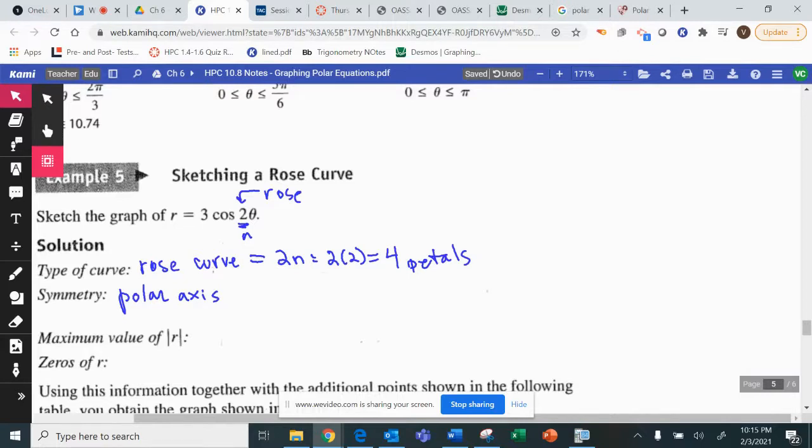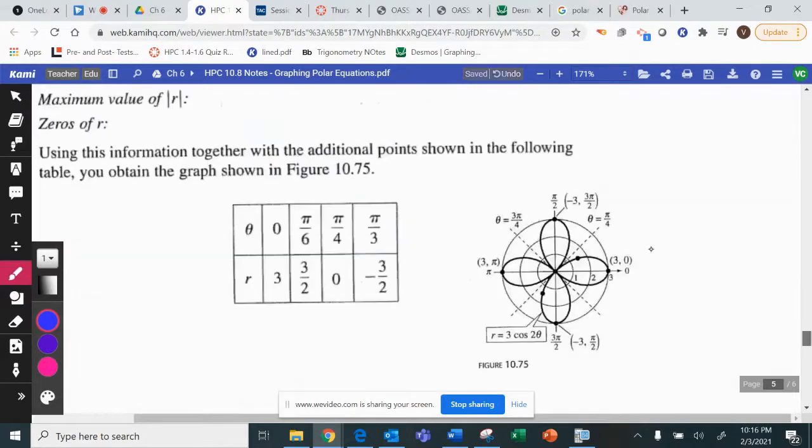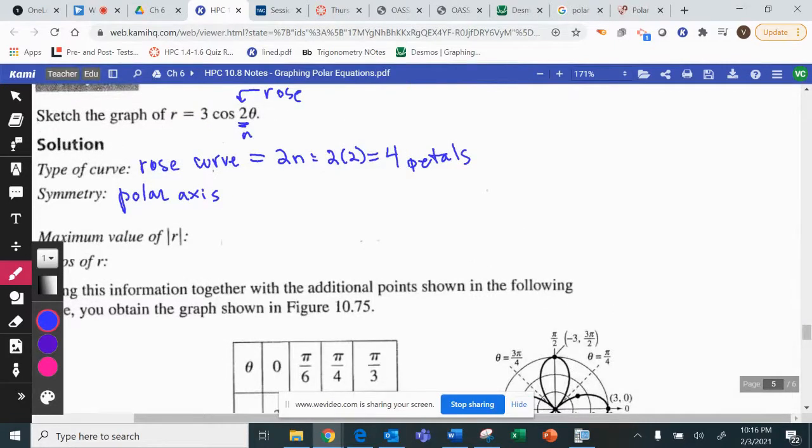All right, so symmetry, because it is cosine, we're going to use the symmetry about the polar axis. Maximum value typically is going to be when cosine is 1. I'm going to say if cosine 2 theta over here, the maximum would be at 0 or pi. This is telling me I need 2 cycles, so I'm going to also say 2 pi and 3 pi. And then we're going to divide everything by 2. So my maximum value is going to be the number 3. R is going to equal 3.